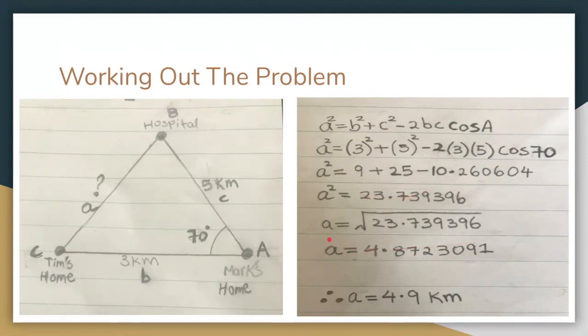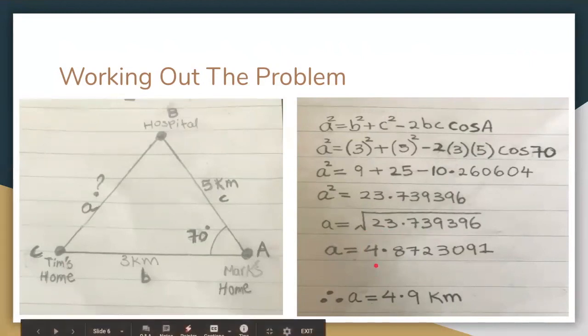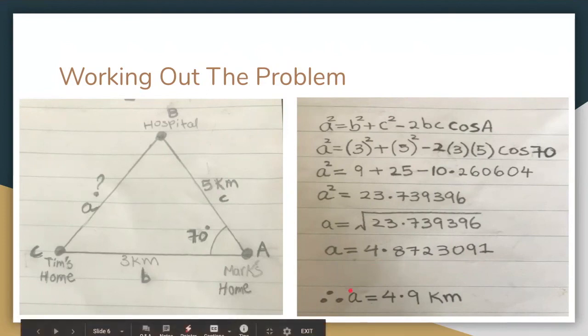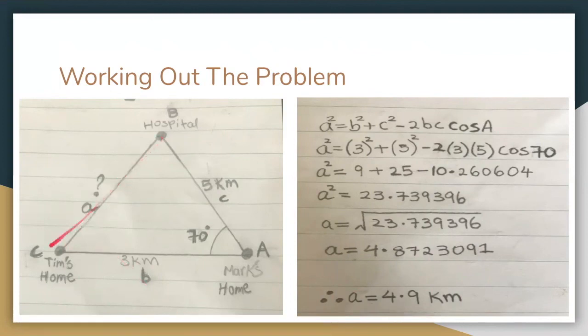The next step would be a equals the square root of 23.739396. After getting the square root, we would get 4.8723091. And we would round that number off, and therefore we would get a equals 4.9 kilometers. So now we know that the distance between the hospital and Tim's home is 4.9 kilometers.